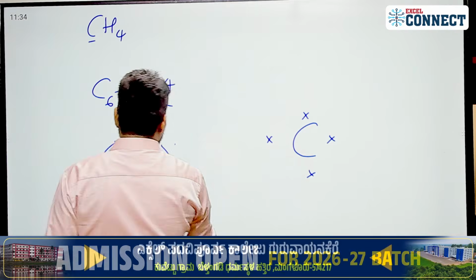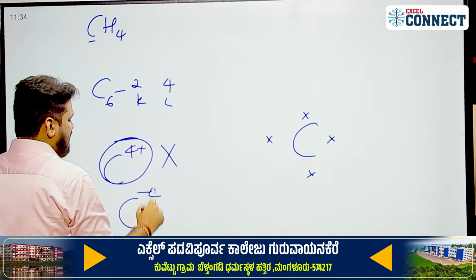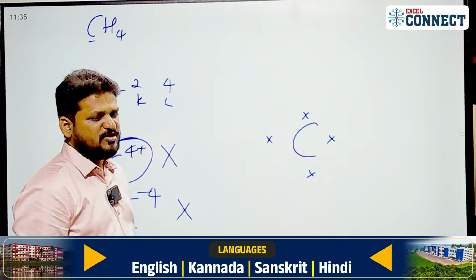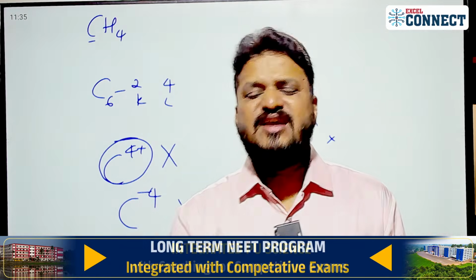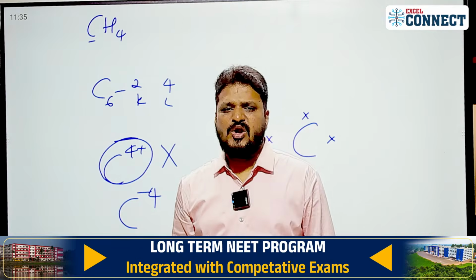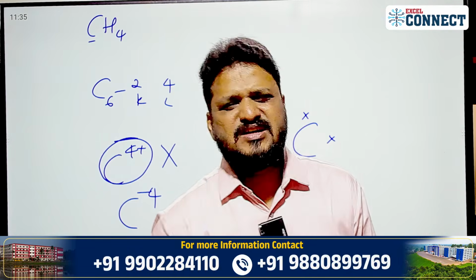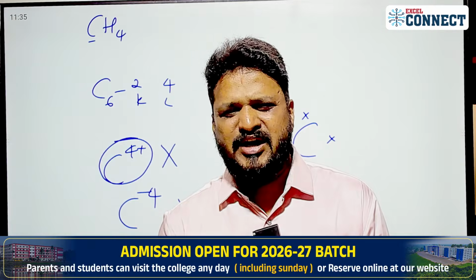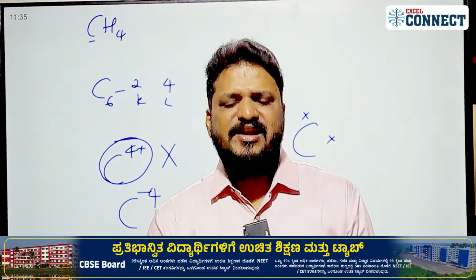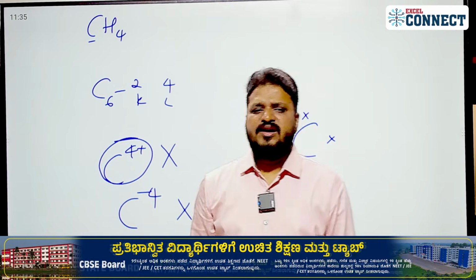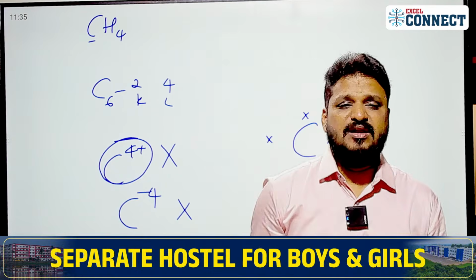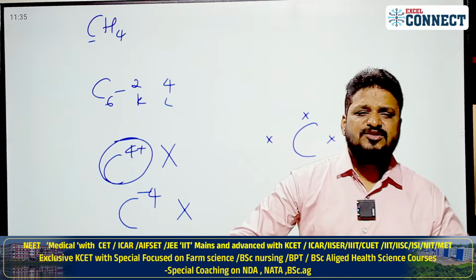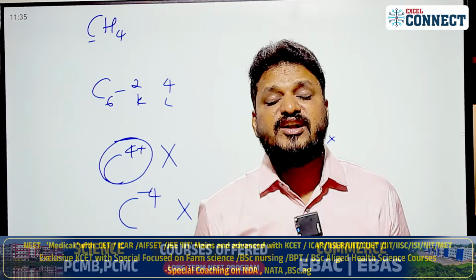There is no chance of 4+. At the same time carbon cannot form 4-, because it cannot gain 4 electrons. By gaining 4 electrons it becomes unstable, because carbon cannot hold 10 electrons. Carbon atomic number is 6, right? It has how many protons? 6 protons. It cannot hold 10 electrons, because it becomes unstable. Got it? So carbon is not ready to lose electrons, not ready to gain electrons.